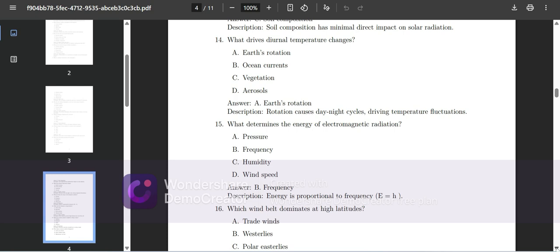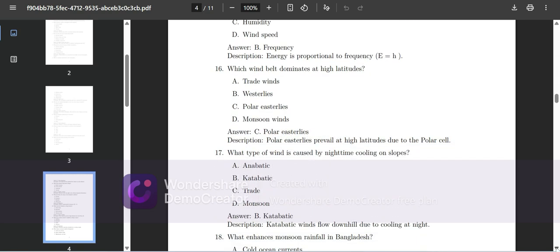Rotation causes day-night cycles driving temperature fluctuations. What determines the energy of electromagnetic radiation? Frequency. Energy is proportional to frequency. E is equal to h times frequency.